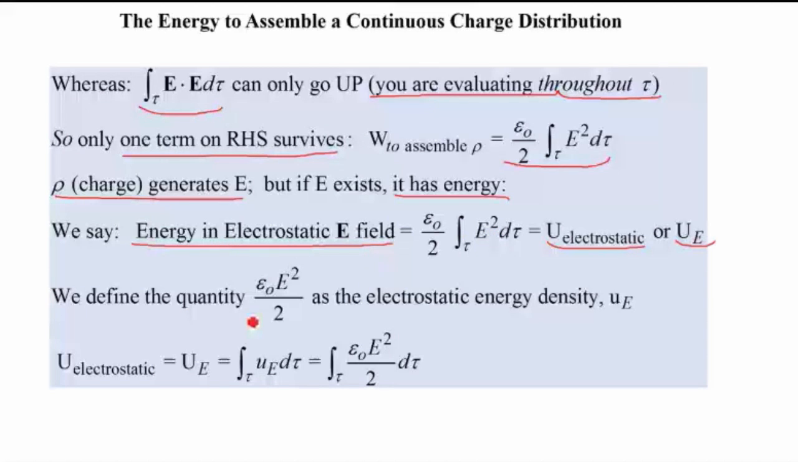We define this quantity here as the electrostatic energy density of the E field, and that's what we call little u sub E. We integrate u sub E over the volume, then we get the electrostatic capital U, and of course just plugging it in again we get this quantity here. I would memorize this quantity here and realize that if we integrate it over the volume, then we will get the total electrostatic energy. So again, a very useful relationship.